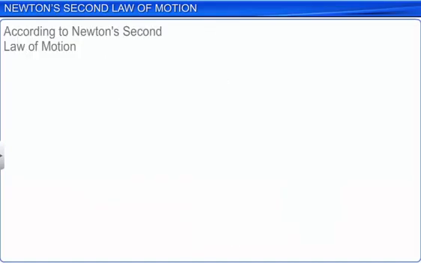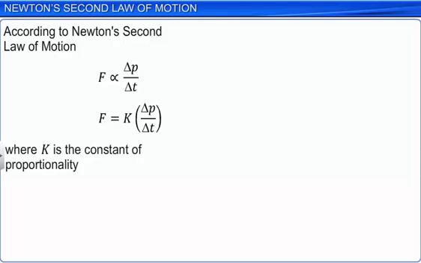According to Newton's second law of motion, force is proportional to the rate of change of momentum. Bringing in the constant of proportionality k, the equation becomes F equals k multiplied by delta p by delta t. When delta t tends to 0, delta p by delta t equals dp divided by dt. This makes the above equation F equal to k multiplied by dp divided by dt.